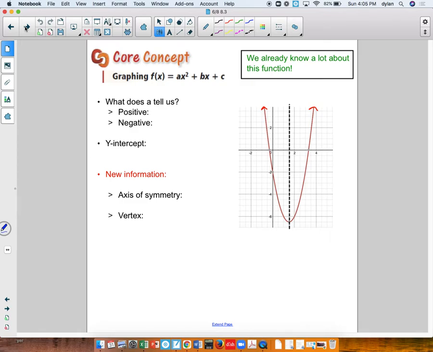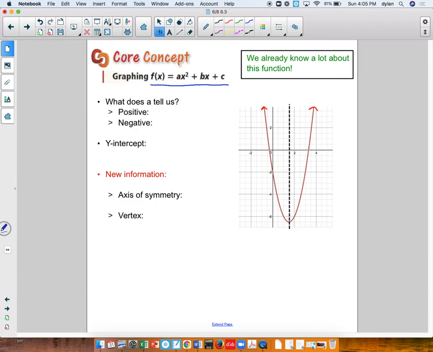Our goal today is to be able to graph a quadratic function of the form ax squared plus bx plus c. If you notice, 2/3 of this look familiar because we already did ax squared plus c in 8.2. So we're just adding in the middle bx term today. So two of these things we can already kind of figure out.